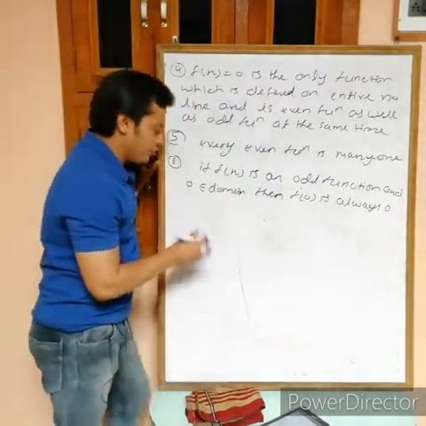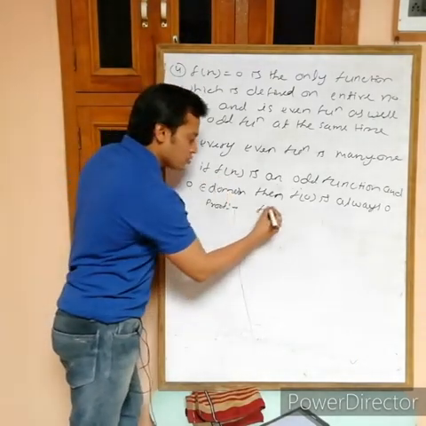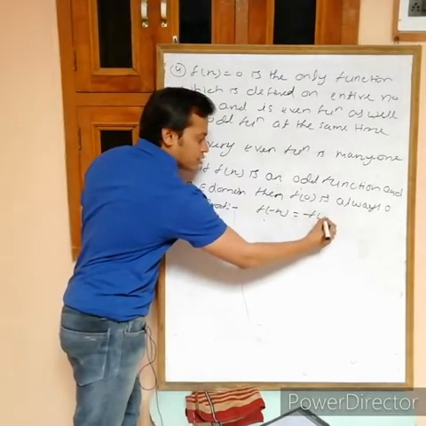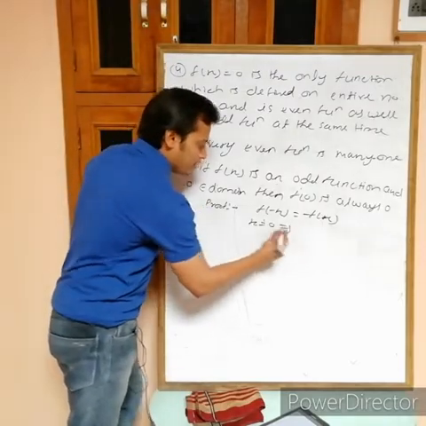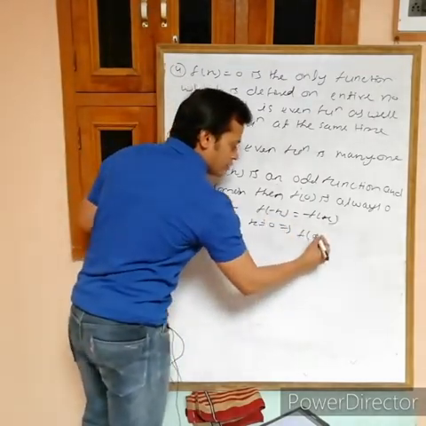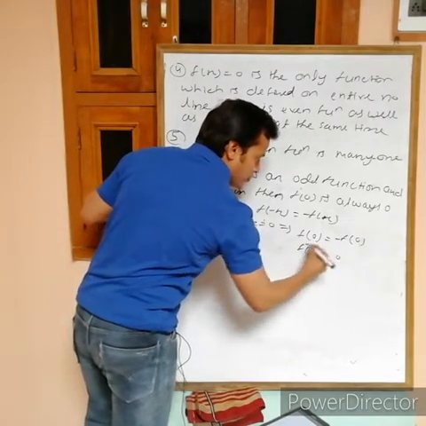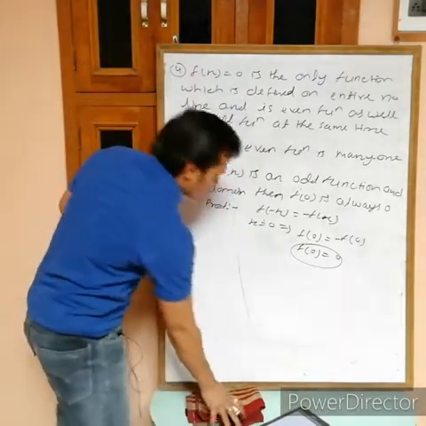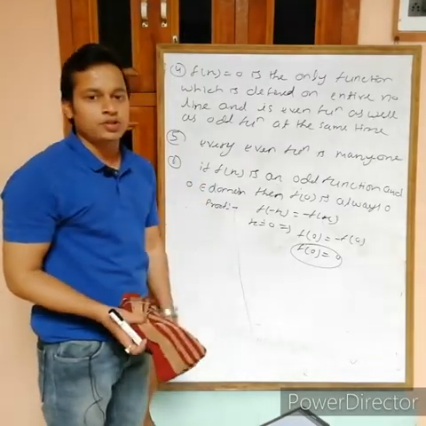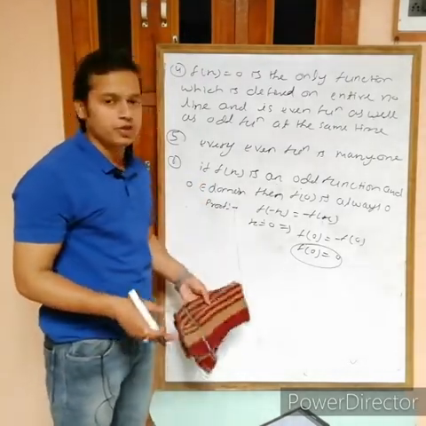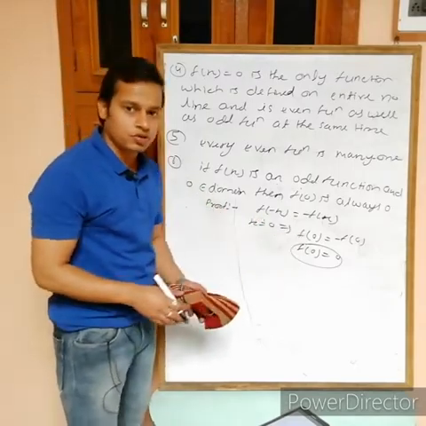If you want proof for this one, then see. f(x) is an odd function, so f(-x) is equal to -f(x). Replace x with 0, then what are we getting? f(-0), which is f(0), equals -f(0). From this we get that f(0) equals 0. If 0 is not in the domain, then how can you say that f(0) equals 0, because 0 is not in the domain. But if 0 is in the domain, then obviously f(0) is always equal to 0.